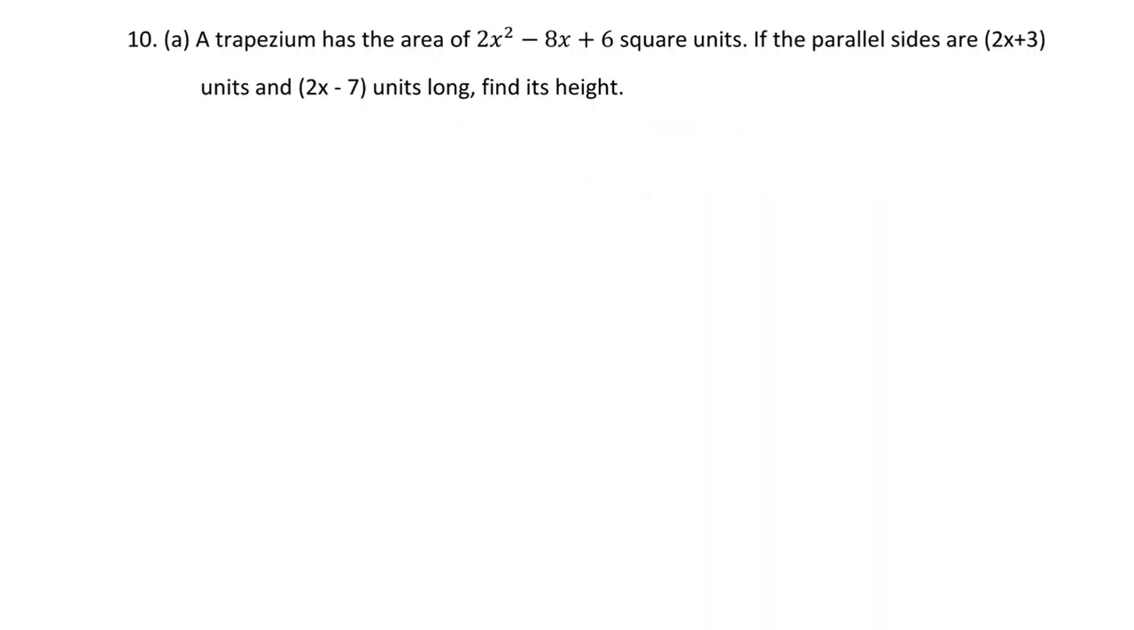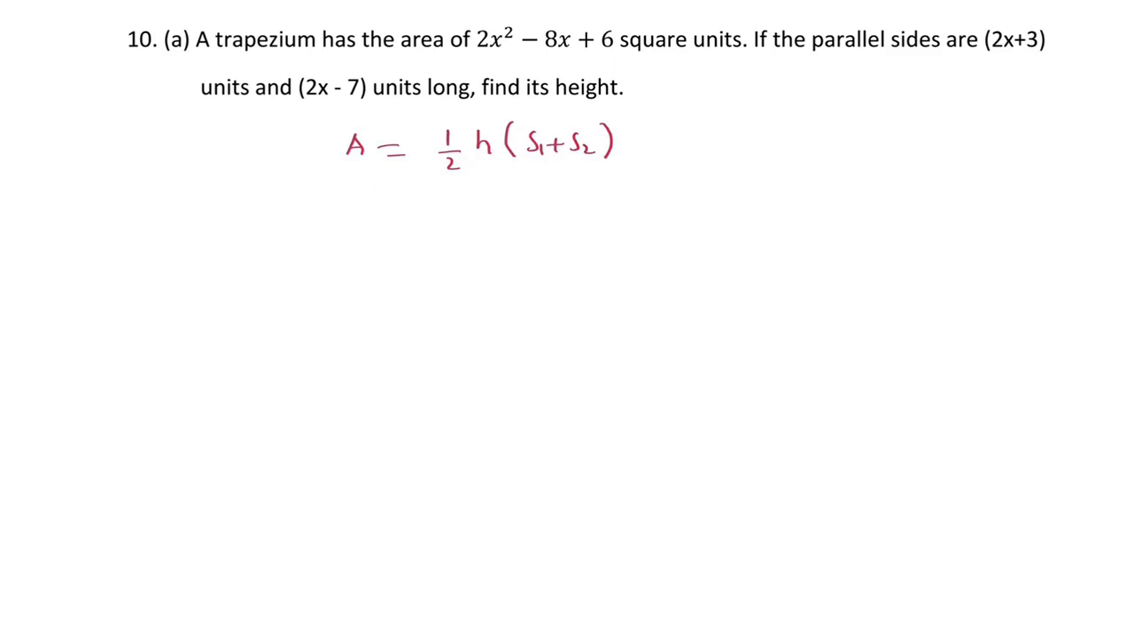Question number 10, part A. A trapezium has the area of 2x squared minus 8x plus 6 square units. If the parallel sides are in brackets 2x plus 3 units and in brackets 2x minus 7 units long, find its height. Okay, so this is the geometry problem. Let us consider the following formula to find the area of a trapezium, which says area equals 1 over 2 times height times in brackets side 1 plus side 2.